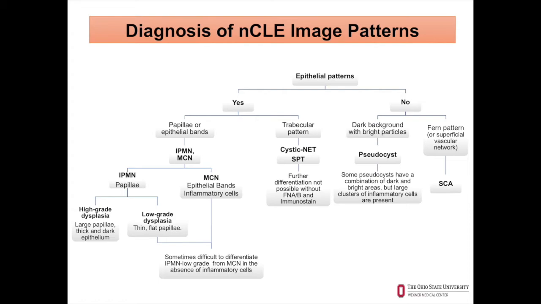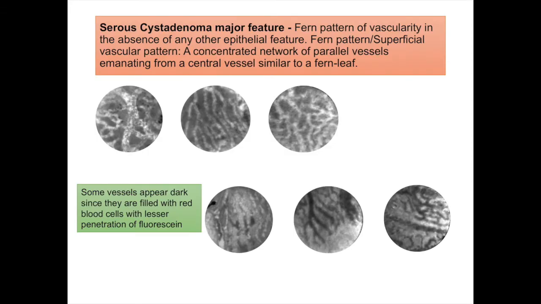These don't have an epithelial pattern but rather have a very characteristic vascular pattern, the so-called Fern pattern of vascularity. Here you see multiple blood vessels which branch off from a central blood vessel, and these tend to run parallel to each other. You might see these blood vessels packed with RBCs. In the lower panel you see blood vessels which appear dark. These are packed with RBCs. And in the upper panel you see blood vessels which are bright in color because of much penetration by contrast.